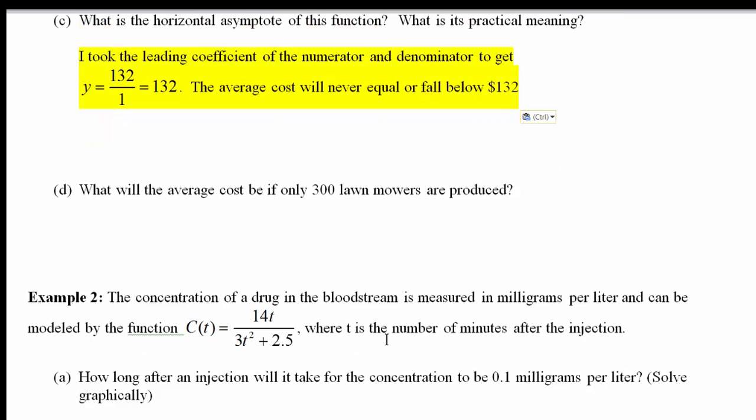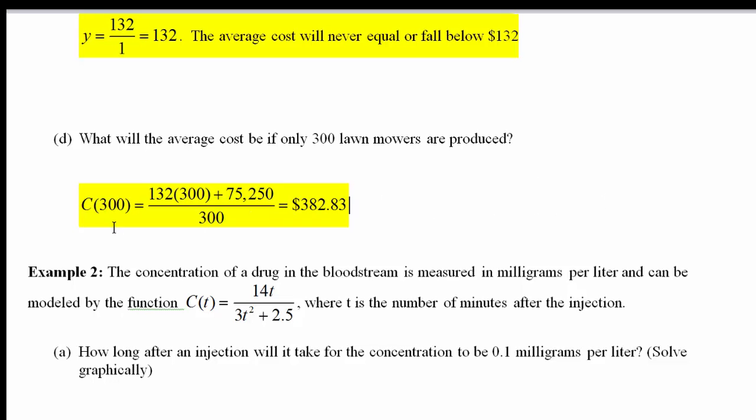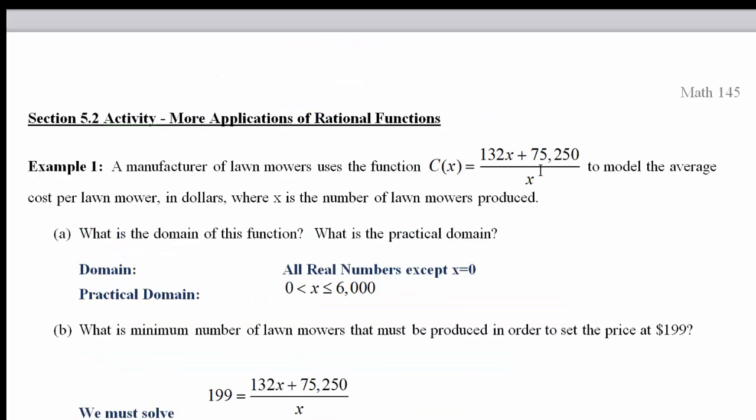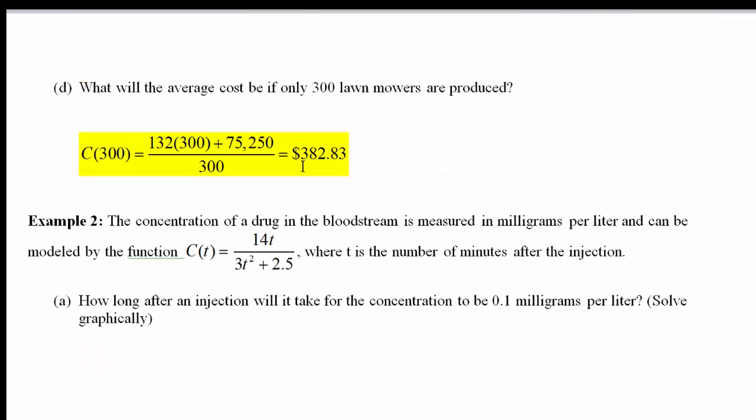Question D. What will the average cost be if only 300 lawnmowers are produced? So here's the equation I'd have to solve. I'd substitute 300 in everywhere I see x in my original equation, somewhere up here. So if I replace x with 300 and do the math, I'm left with $382. So if I only produce 300 lawnmowers, my average cost will be $382.83 per mower. All right, let's take a look at example 2.